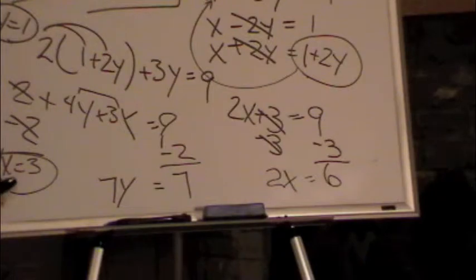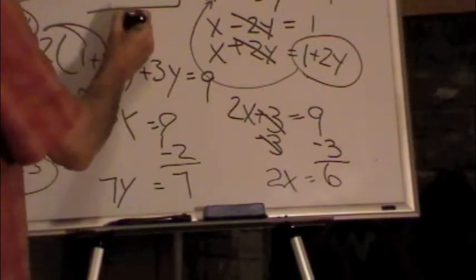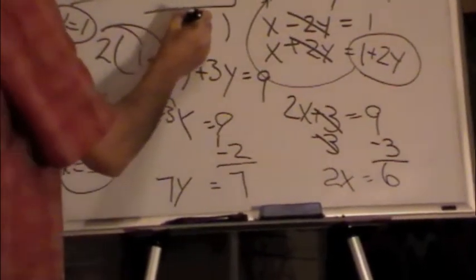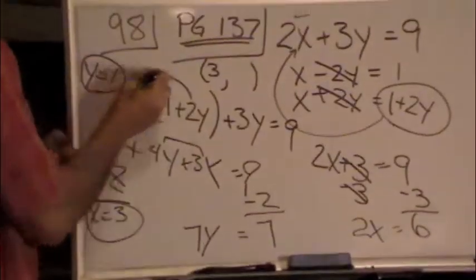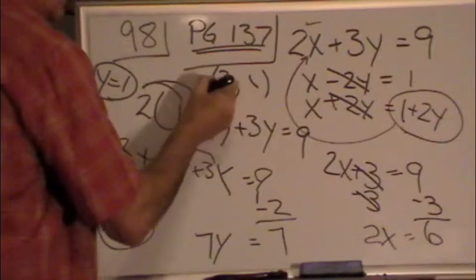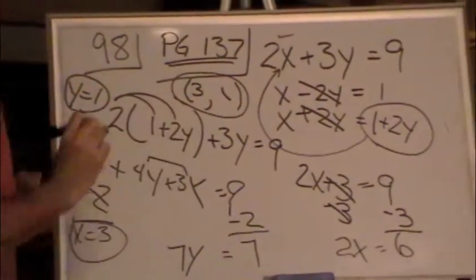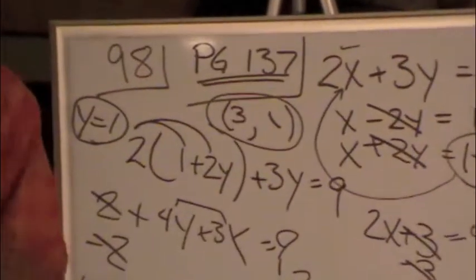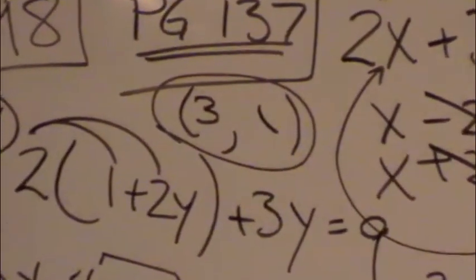So, your point there is going to be x value first is a plus 3 and y is a plus 1. That is your answer. Plus 3 and plus 1. We will look at a graph next. All right, good deal.